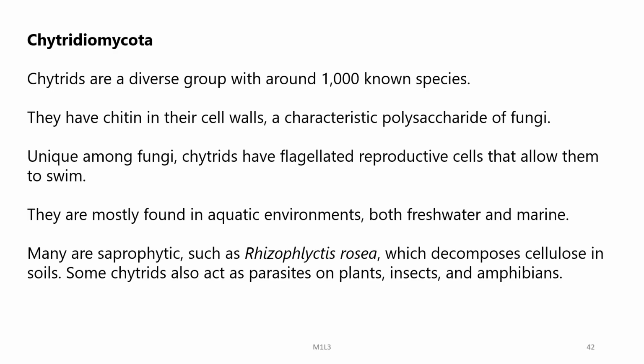Chytrids, which are a diverse group with around 1000 known species. They have chitin in their cell walls, which is a characteristic polysaccharide of fungi. These chytridomycota are unique among fungi. They have flagellated reproductive cells that allow them to swim. They are mostly found in aquatic environments, both freshwater and marine.